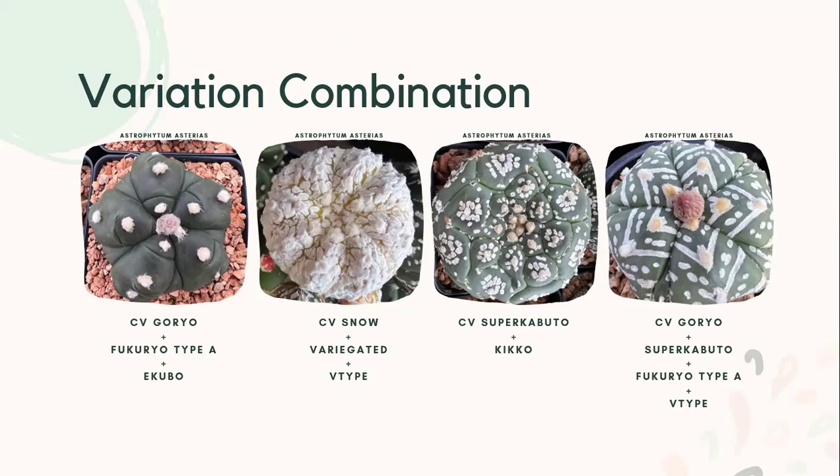And this one is a variegated one, and it's a snow type, and it's just covered. It almost looks like cotton. It's white.